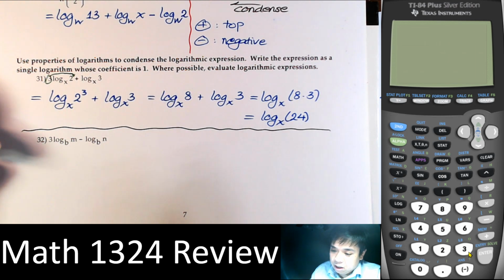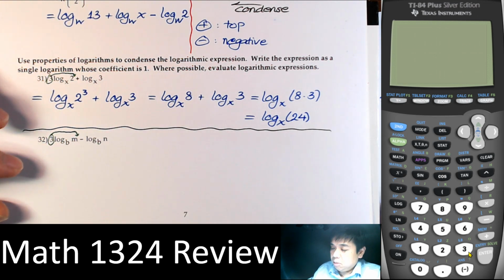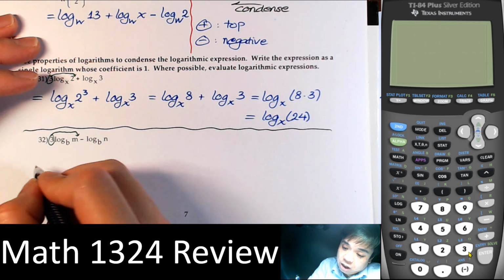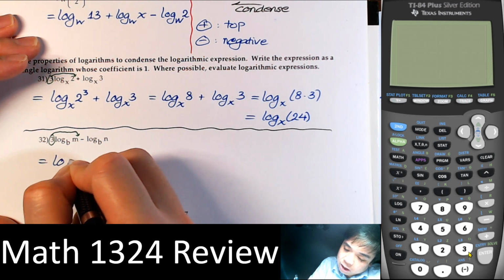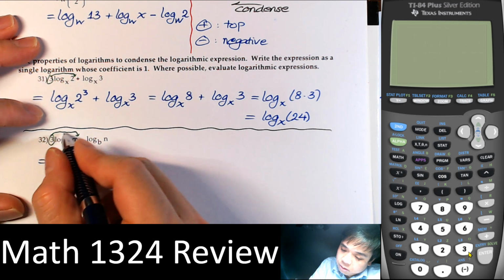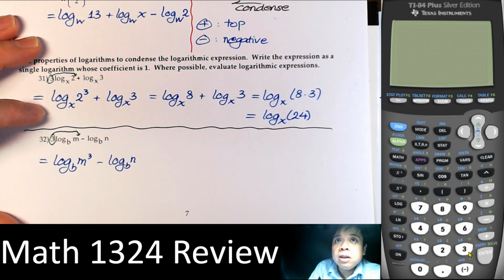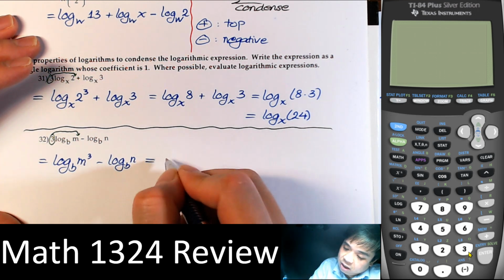Now, same thing here, we have to bring down the exponent. Bring the coefficient in as an exponent. Log base b of m cubed minus log base b of n, and subtract, meaning dividing.